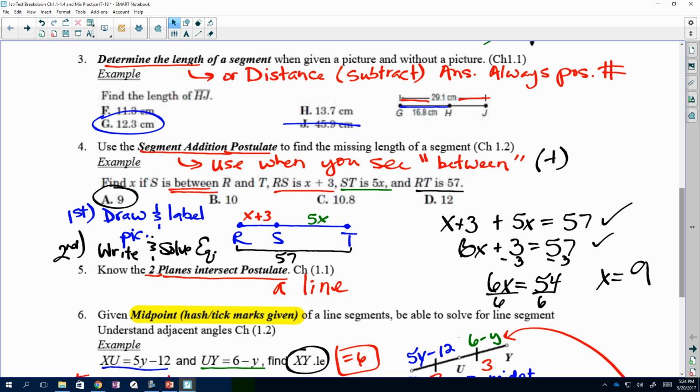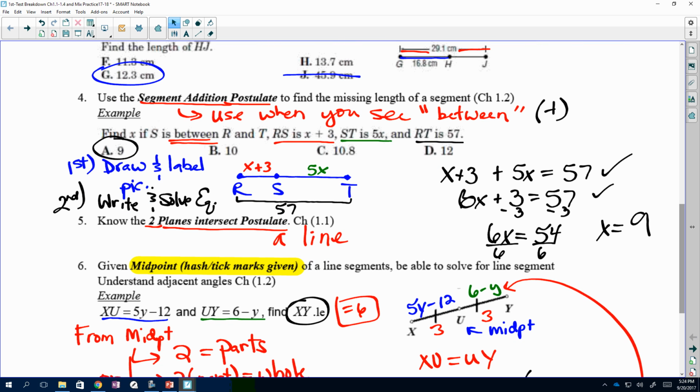Then we talked about the segment addition postulate. Use it when you see the word between. We have our steps up here. Remember to draw and label. We did that in class. Write and solve the equation. And don't forget, plug it in, plug it in. All right, so if you need that, pause and get caught up. Remember, you get bonus points if you have this completed.